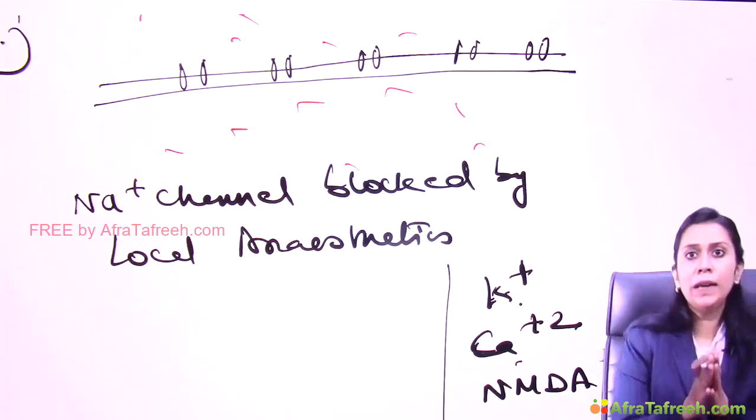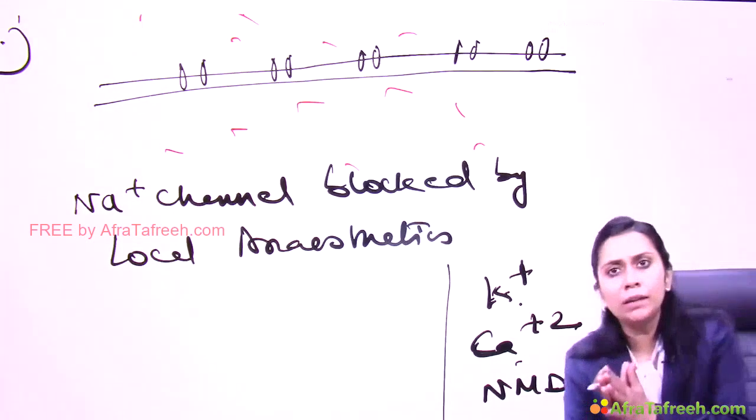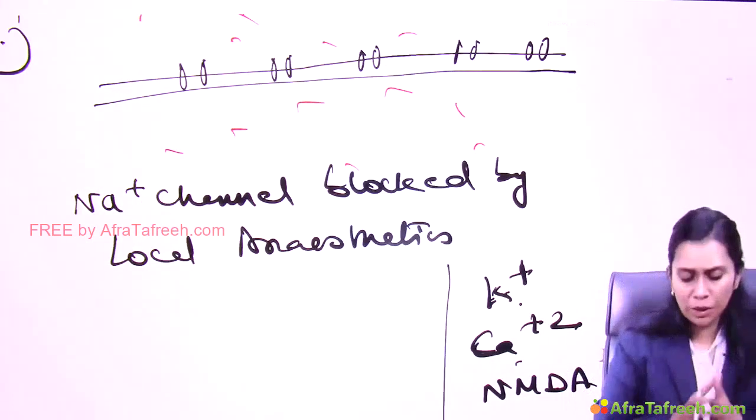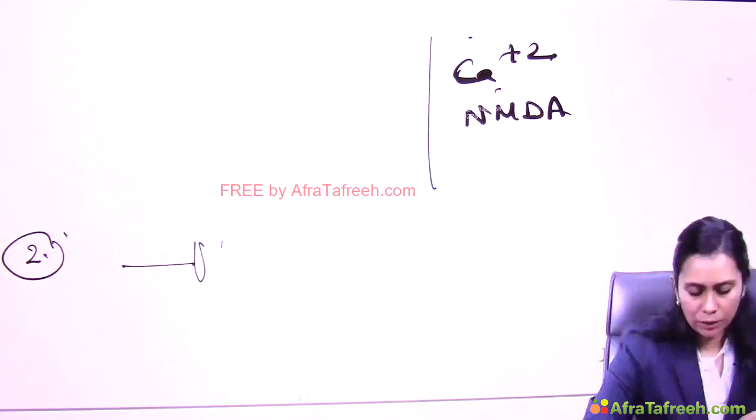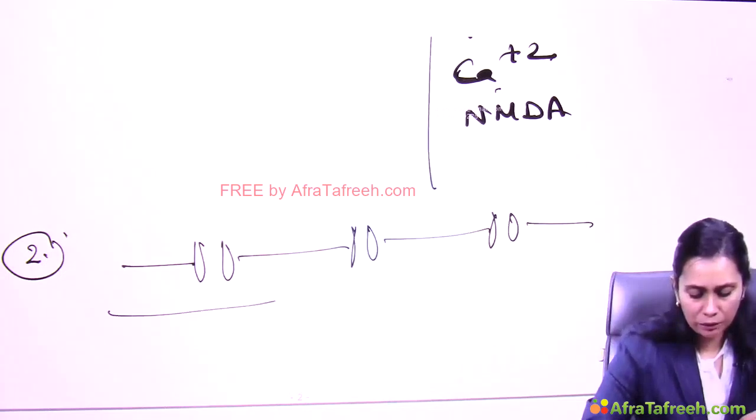So if a question in AIIMS is asked, which of the following channels is affected by local anesthetic? Sodium, potassium, calcium, NMDA. The answer would be sodium, primarily sodium. If a question in PGI is asked, which of the following channels are affected by local anesthetic? Sodium, potassium, calcium, NMDA. The answer could be all. So a little bit of effect on potassium, calcium and NMDA channels as well. Okay. Now second point. These are the sodium channels present on the nerve fiber, right?